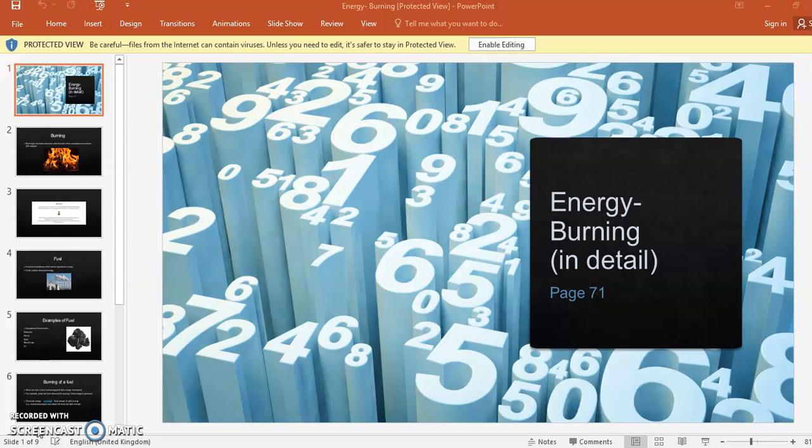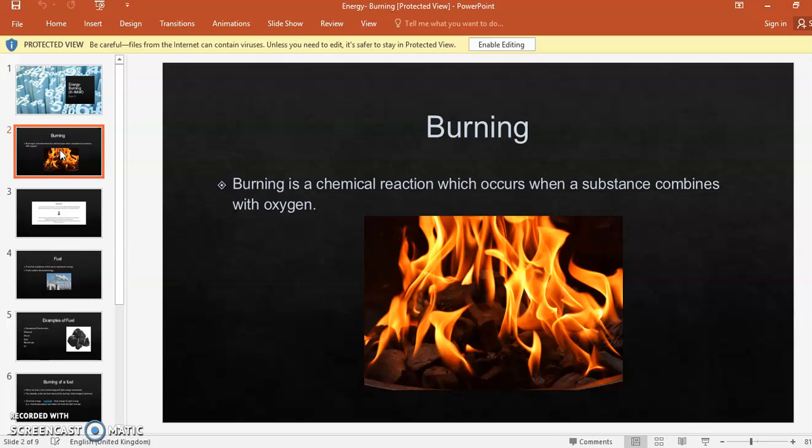Okay. Now see burning. By the name you can understand what burning is. Burning is a chemical reaction which occurs when a substance combines with oxygen. And I know you know that burning is the process in which oxygen is required. Without oxygen, you can't burn anything.